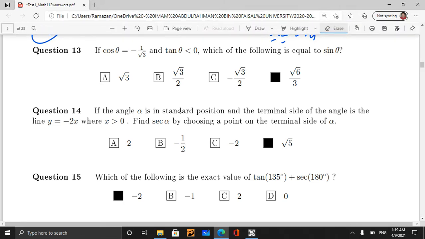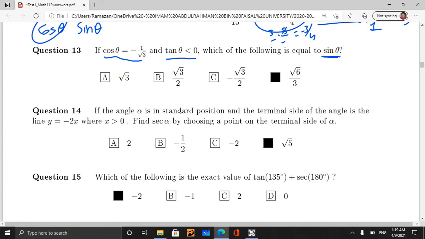Now, if cosine theta is equal to negative 1 over square root of 3 and tangent theta is less than 0, which of the following is equal to sine theta? Now, the first thing you have to do is determine which quadrant theta is in. Cosine is negative and tangent is negative, so which quadrant is it? This is the second quadrant. So you have to first say theta is in the second quadrant.